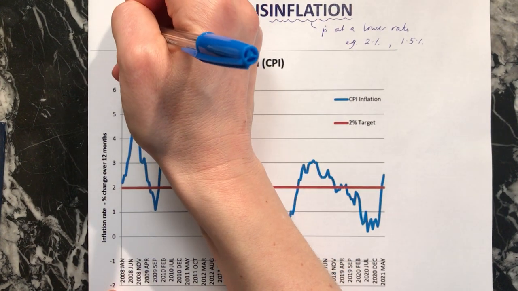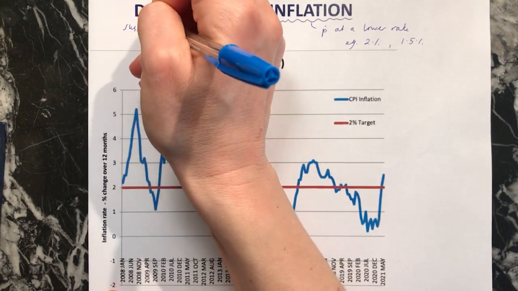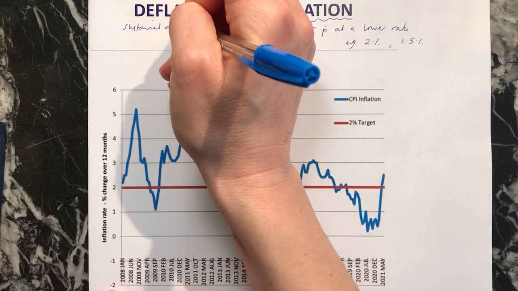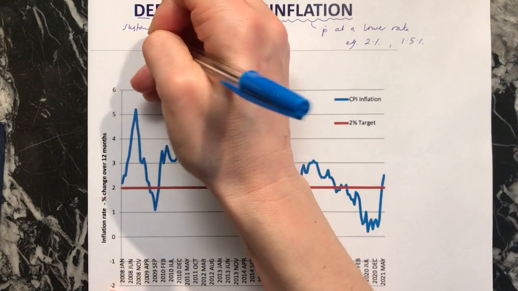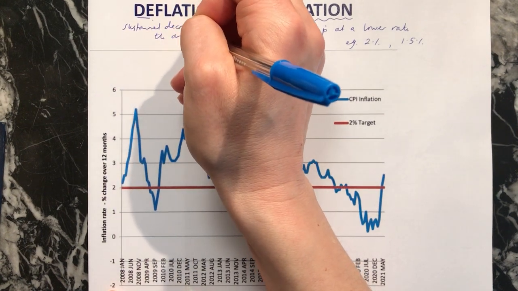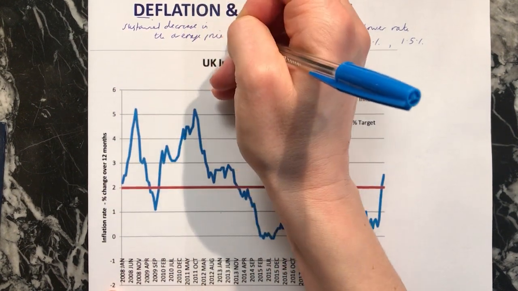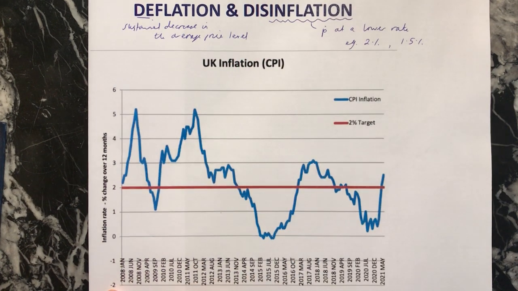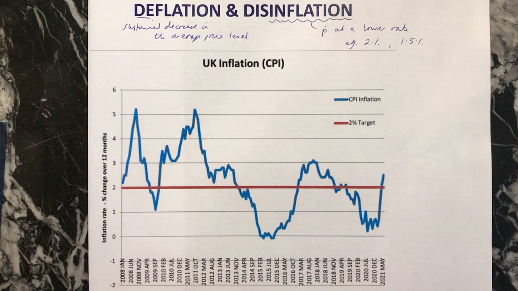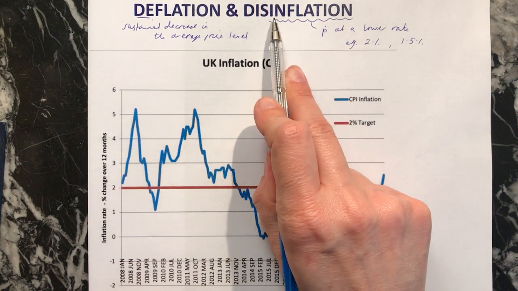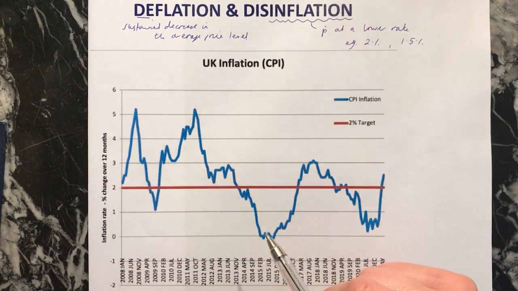Deflation is a sustained decrease in the average price level. So this is different. This is where, on average, prices are falling. Disinflation, you still have inflation, just at a slower rate, a lower rate.